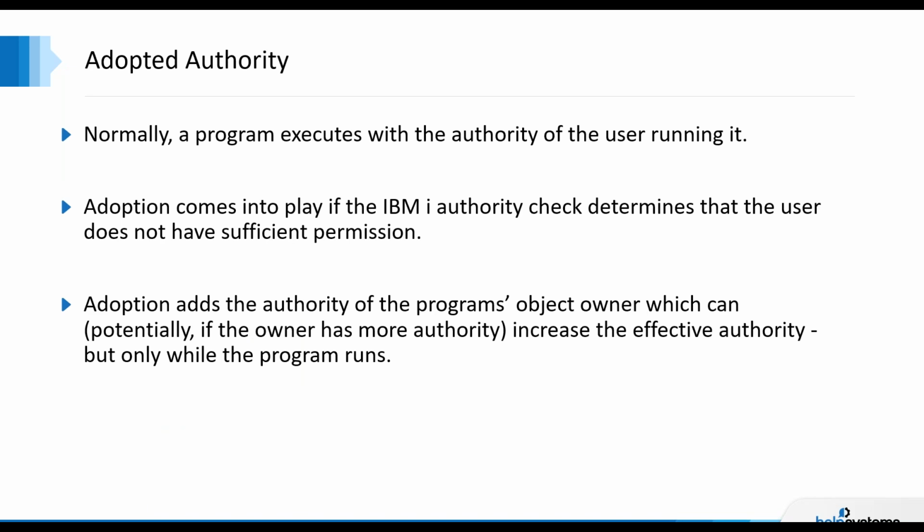So here we've got some notes. The program executes with the authority of the user running it in a normal scenario, but we can introduce adoption if the authority check determines that those permissions are not sufficient. And then we introduce the authority of the program's owner. We also have the ability to introduce multiple program owners. So if you have nested programs, where program A calls program B, we can actually add multiple users into the mix, and that allows us great flexibility.